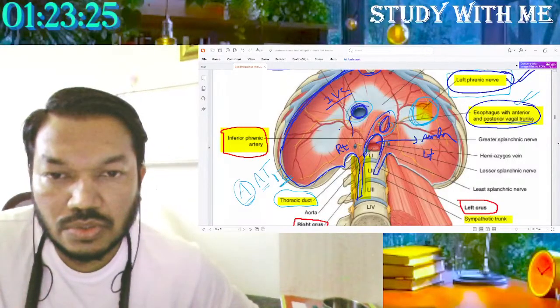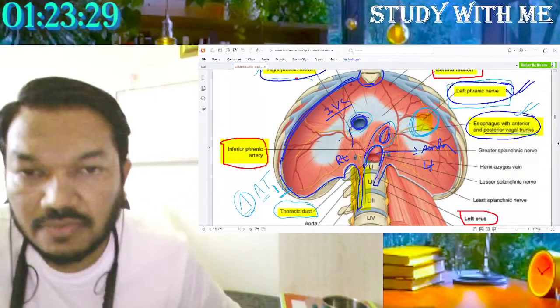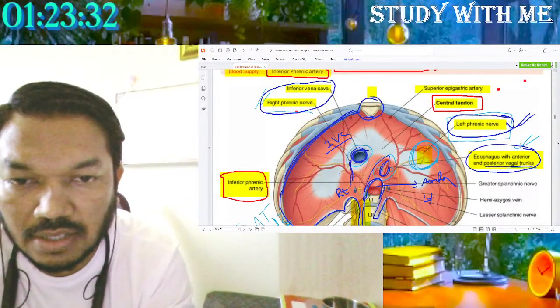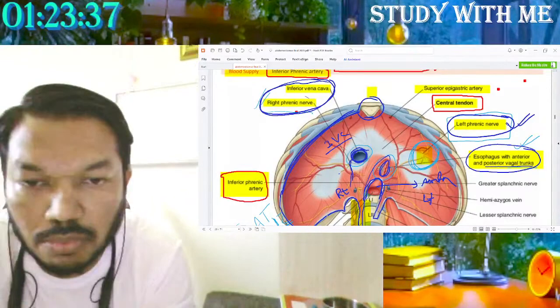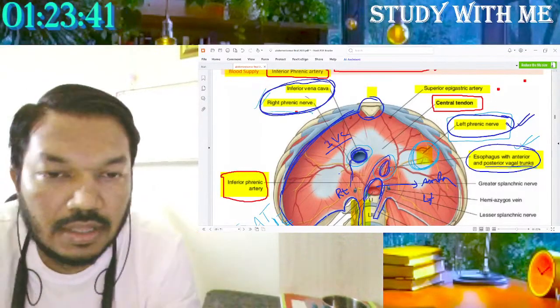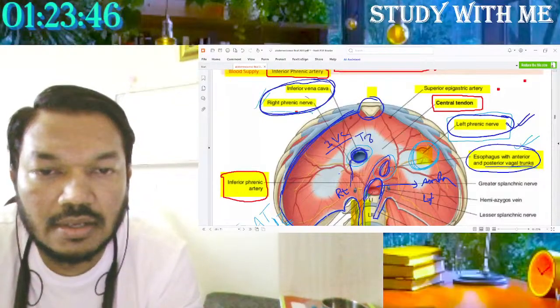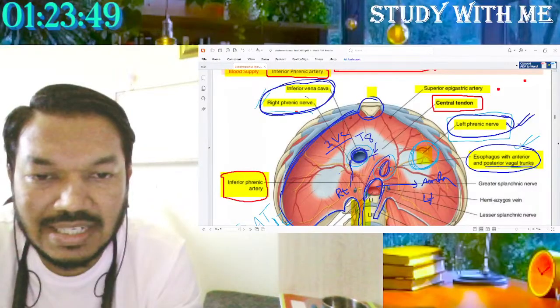Okay. So again, in the central tendon of the diaphragm, we have the inferior vena cava. With the inferior vena cava, here we have the right phrenic nerve. So inferior vena cava and right phrenic nerve, they both remain in the same opening. Finish. Then it is at T8 level. Then come a little down, it will be T10.